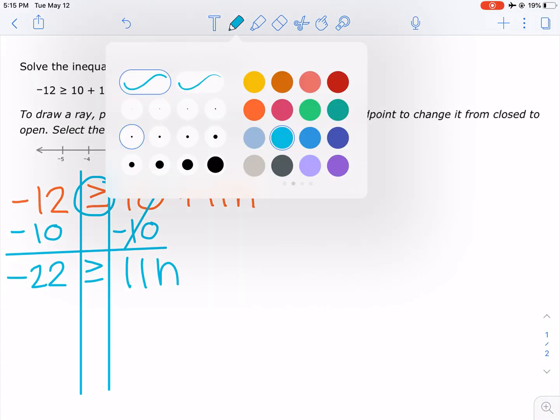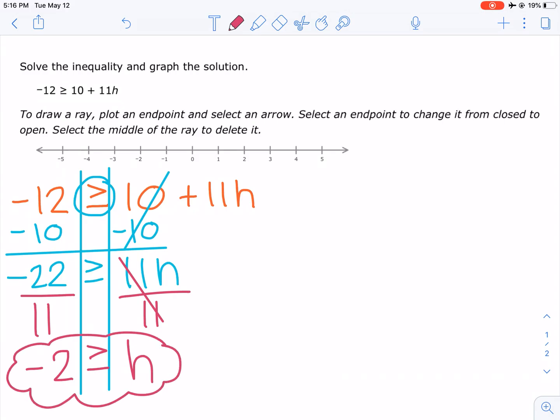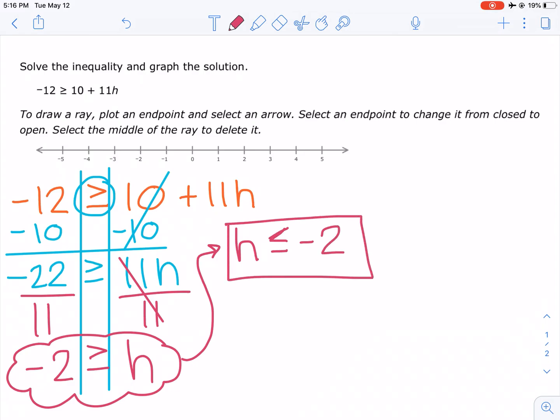Now I see that I need to do something about this 11. I know that 11h means 11 times h, so the opposite is going to be dividing both sides by a positive 11. That cancels out, 11 divided by 11, so I'm left with h on this side, and negative 22 divided by 11 is going to leave me with an answer of negative 2. So there's my inequality simplified. This is one of those cases where I need to turn it around, so remember I'm going to rewrite it as h is less than or equal to negative 2. Notice how the opening of my inequality is pointing at the negative 2, just like it was before. I had to pick up and turn the whole thing around.